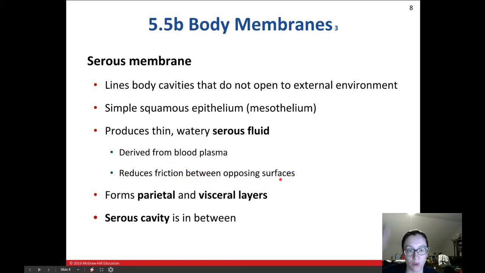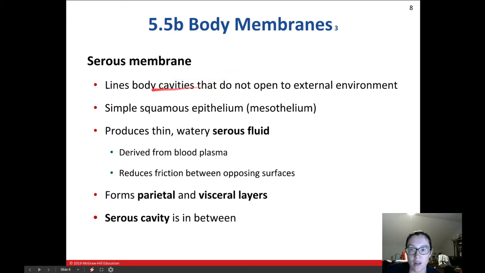So as well as those simple squamous cells being nice and flat, they also produce this watery serous fluid that reduces friction. And so once again, the parietal layer is going to be lining the cavities, and the visceral layer is going to be covering the organs, and the serous cavity is between, and that's where the serous fluid is. And these all have those special names, right? So we call it the pericardium, where the heart is. So in the pericardial cavity, you have the pericardial serous membranes. In the pleural cavities, you have the pleural serous membranes and the pleural fluid. In the abdominopelvic cavity, you're going to have the peritoneum and the peritoneal membranes.